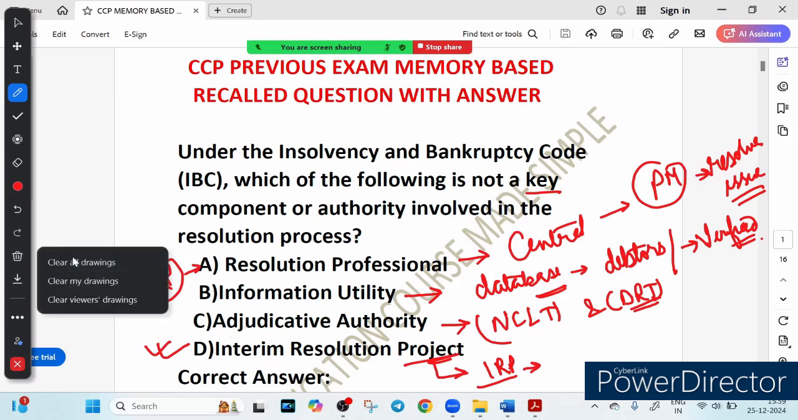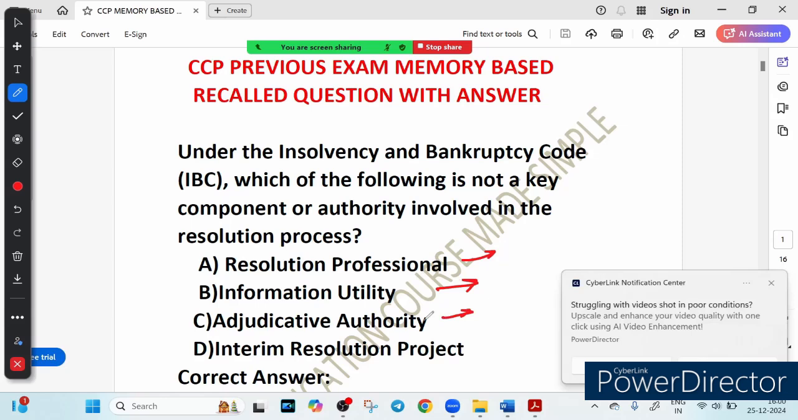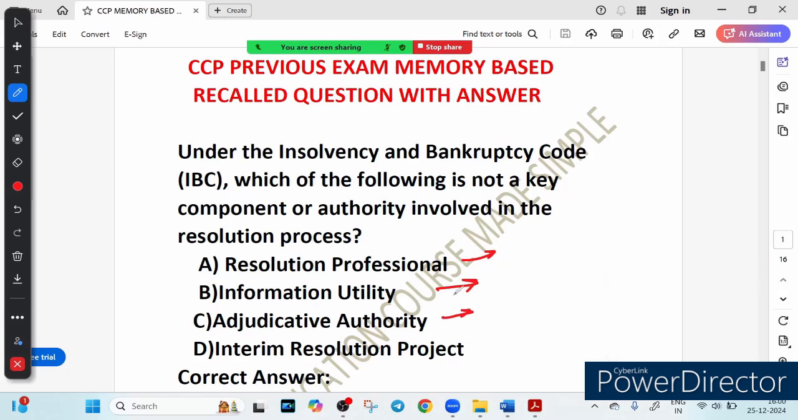So what is the key takeaway from this particular question? First of all, we have seen the RP, which is the main person managing the insolvency resolution process. We have seen the information utility, a trusted source of financial data for quick decisions. Then we have seen the executive authority, the body that oversees and approves the resolution process, right? Now let's move on to the next question. Let's see what type of questions are being asked in the examination.